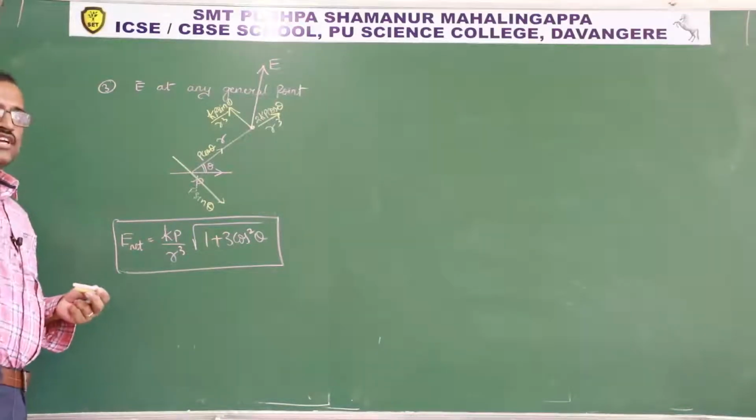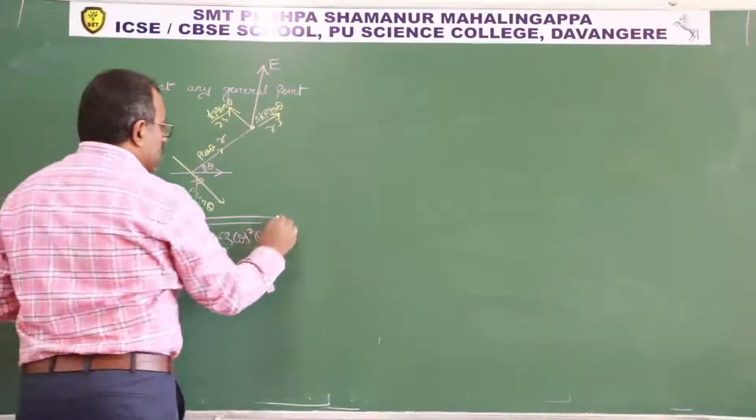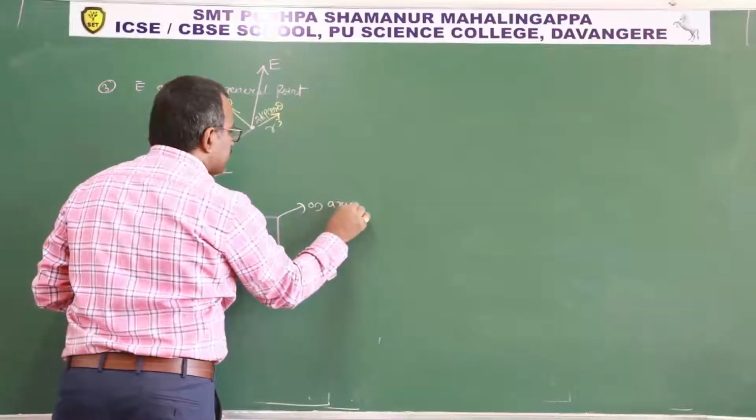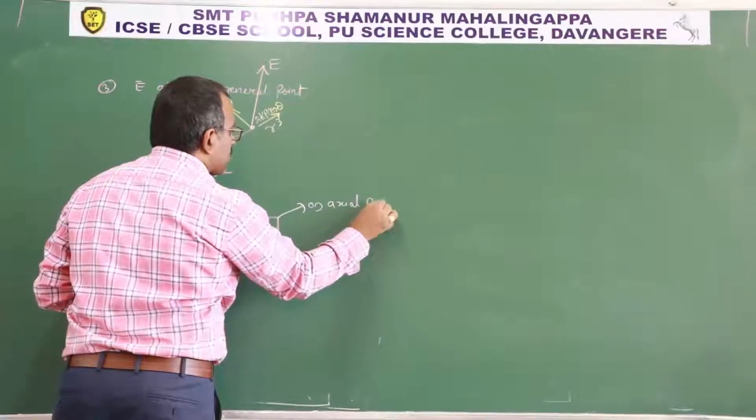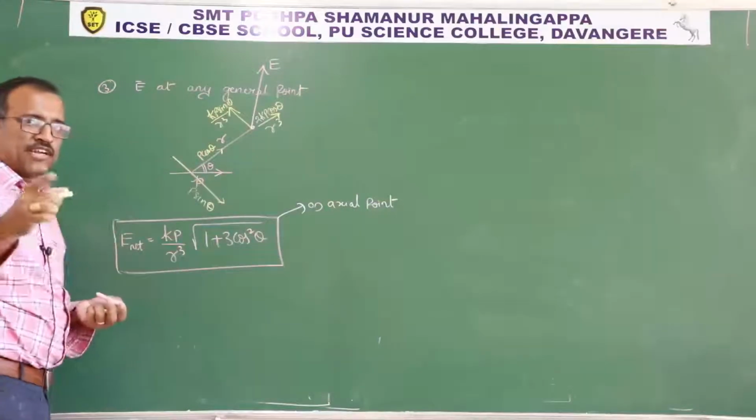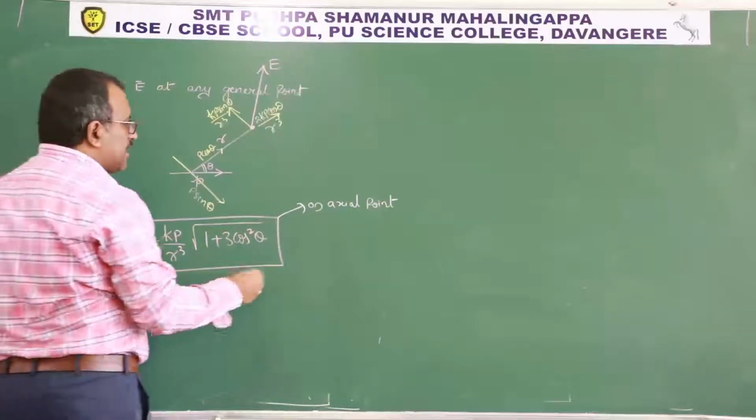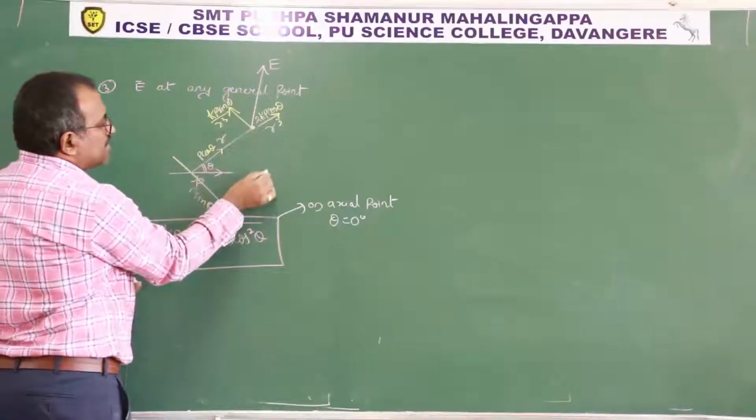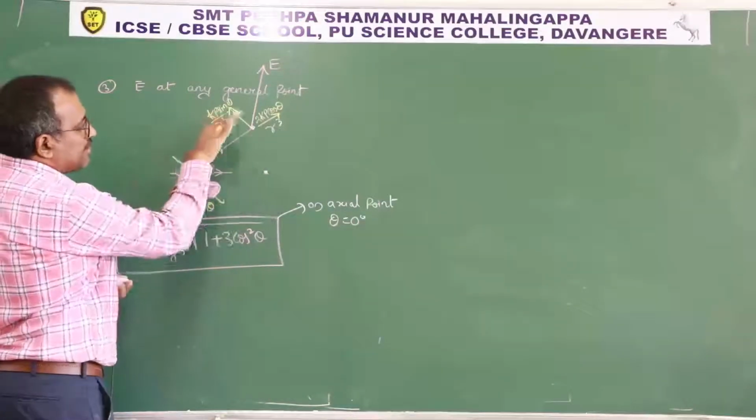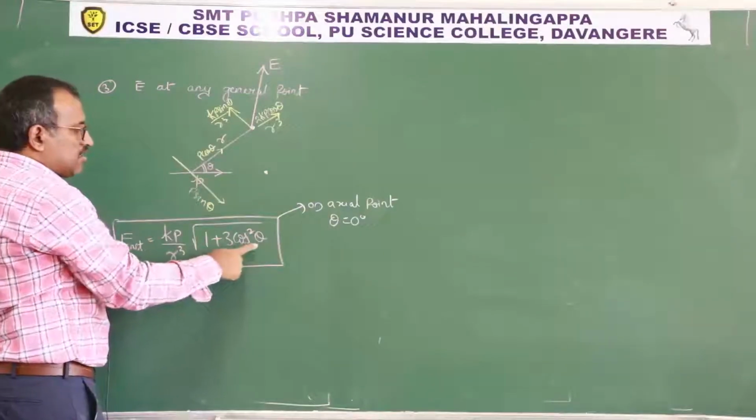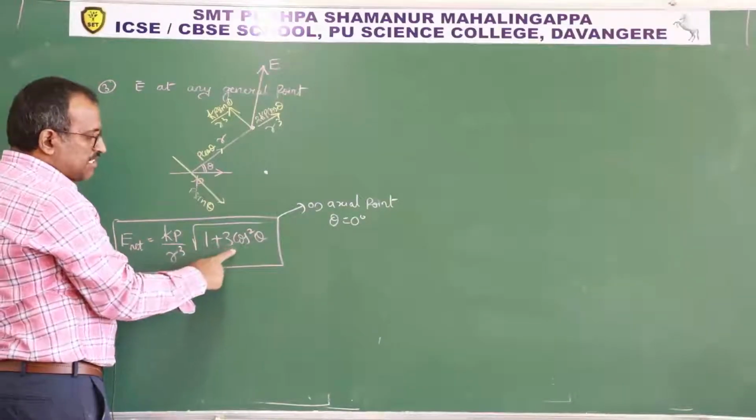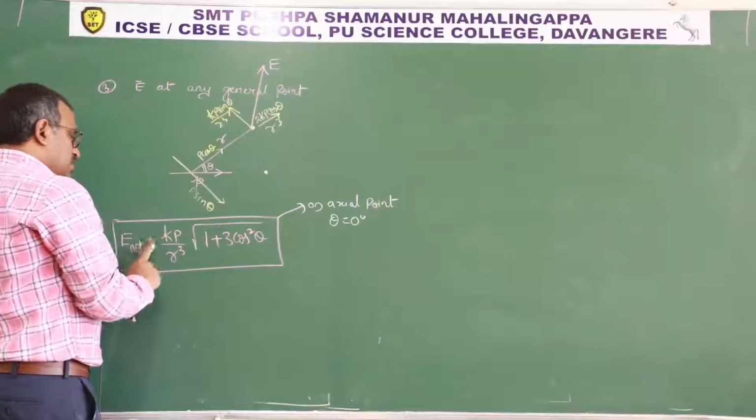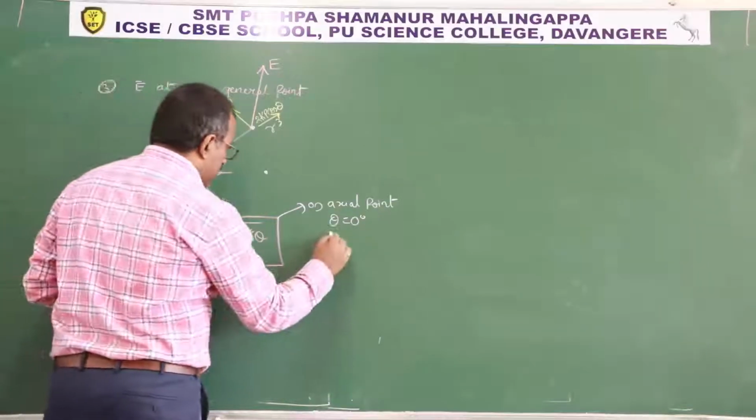Now see, you can cross check. On the axial point, theta is equal to 0. This point lies here, so theta will be 0. Cos 0 is 1, 1 plus 3 is 4, under root of 4 is 2, so 2kP by R cube. Wow, wonderful.